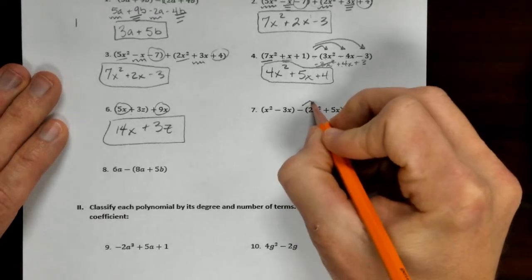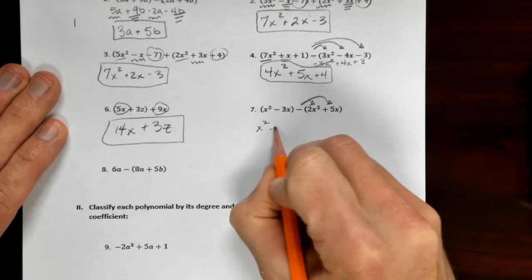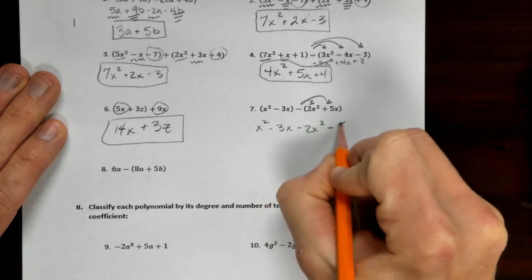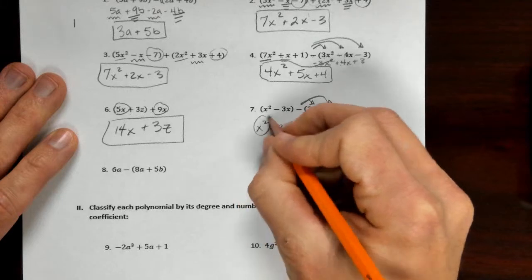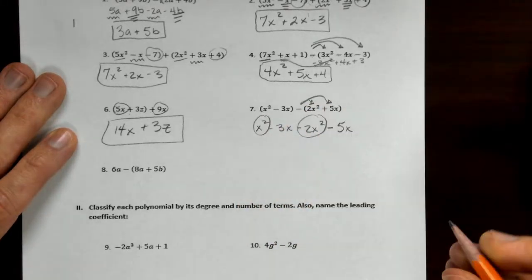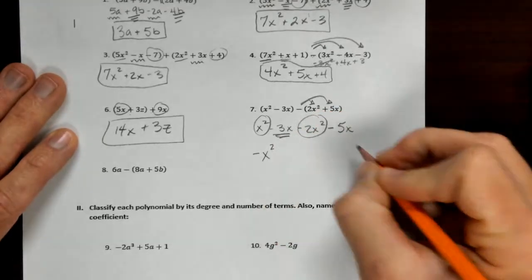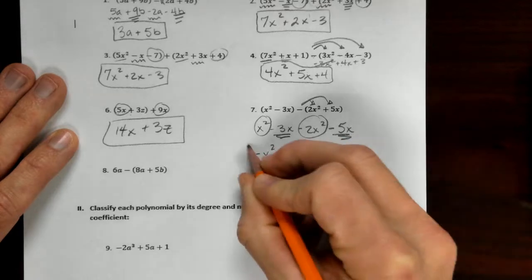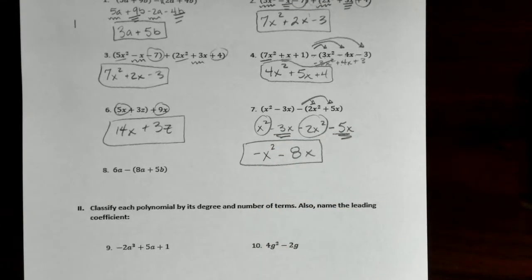Number 7, once again, distribute your negative sign. So we've got x squared minus 3x minus 2x squared minus 5x. Now let's look for those like terms. X squared minus 2x squared, so we get a negative x squared. We've got a negative 3x and a negative 5x. That's a negative 8x. Again, notice that is in standard form, descending order.